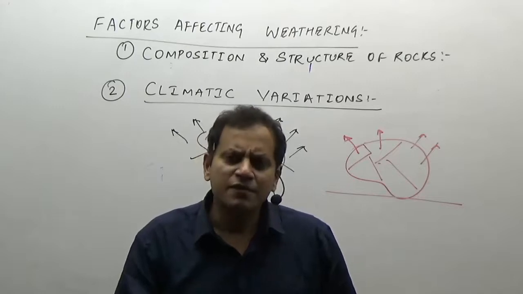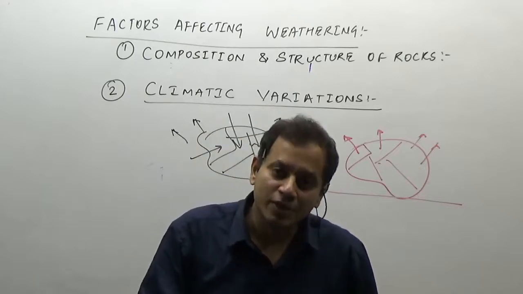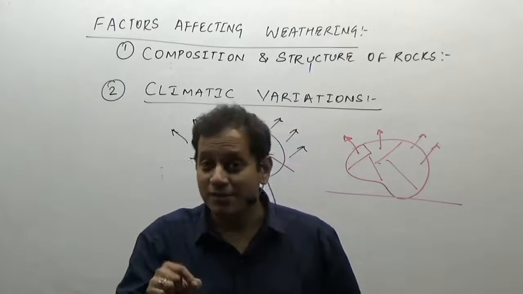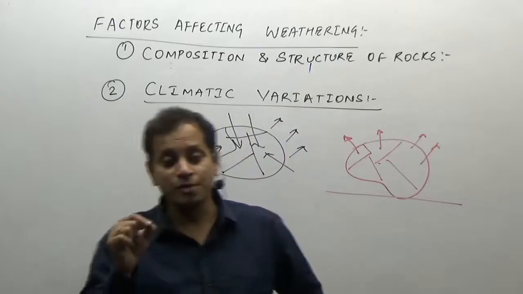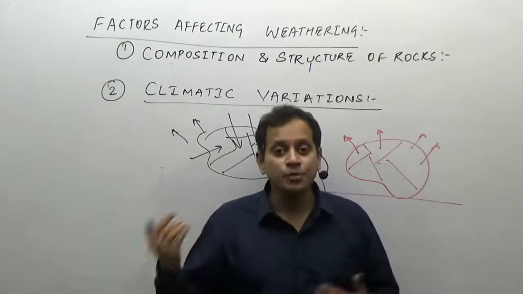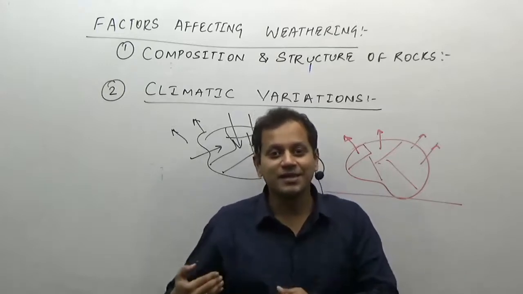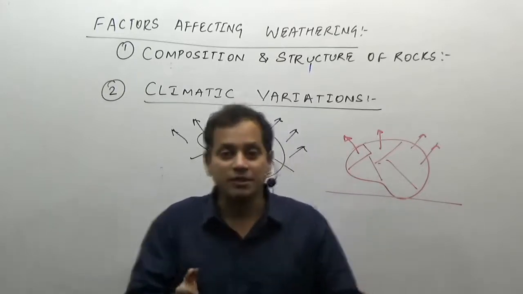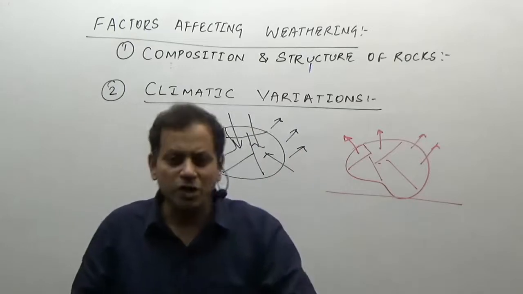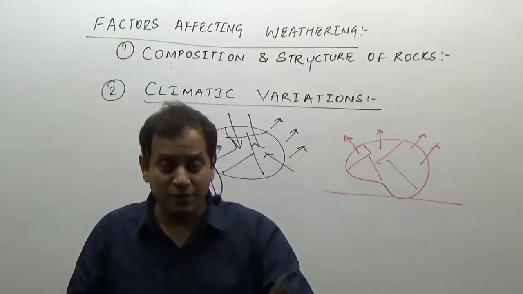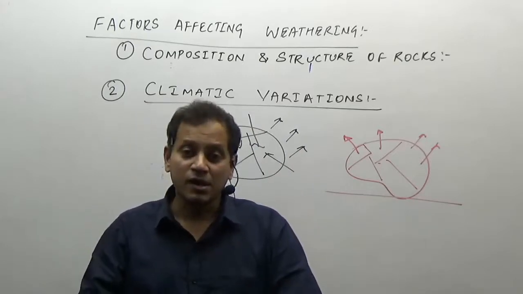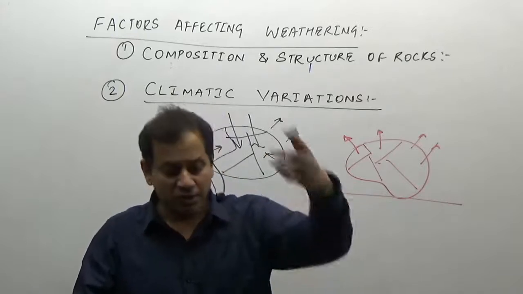So we can say physical weathering dominates in India during the dry season, but during the rainy season, when the temperature is hot and humid, we'll understand that again in the climatology, the chemical weathering dominates. So one of the most important factors which affects the weathering is climatic variation.